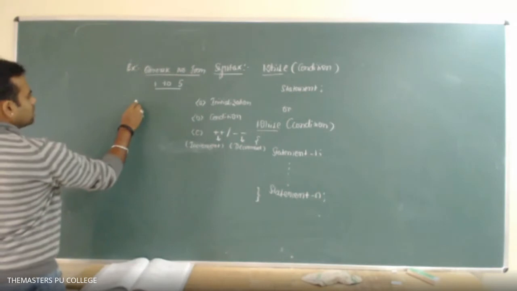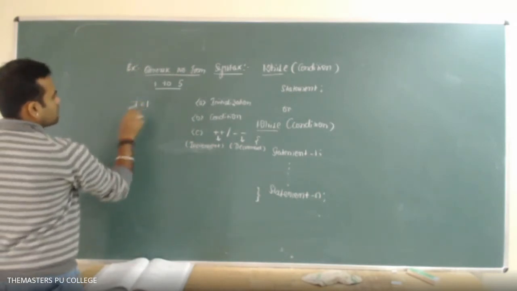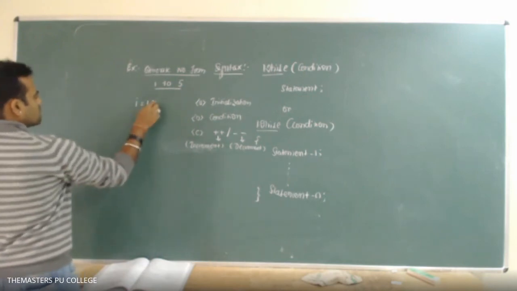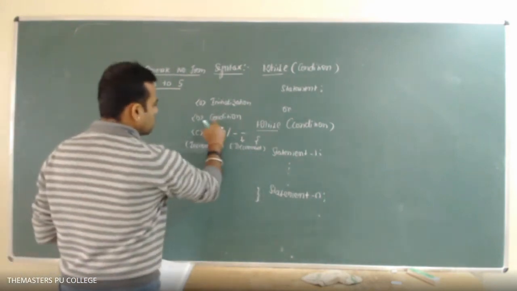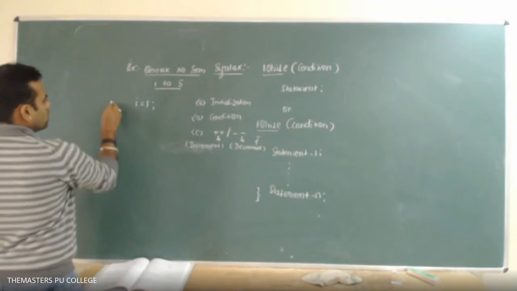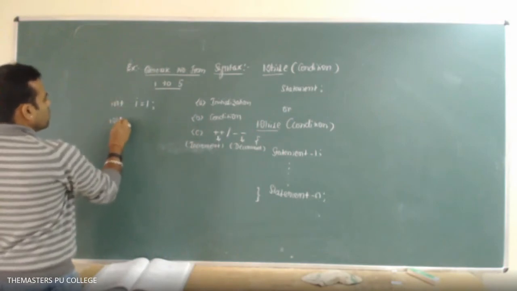Okay, so I'll write an example here. The initialization value of the variable I is equal to 1. I'll consider I is equal to 1. And then, what will be the condition? What should be the condition? Okay, integer I is equal to 1, while what will be the condition?